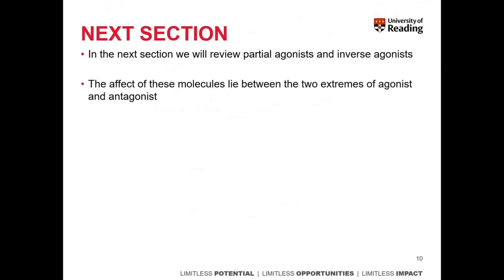Now in the next section we will review partial agonists and inverse agonists. Now these are drug molecules that the effect of which lies somewhere between the two extremes of agonist and antagonist.